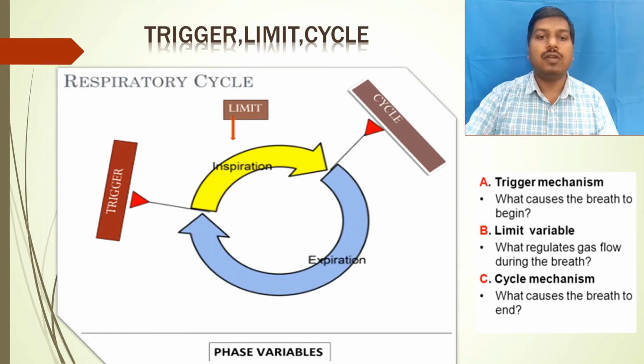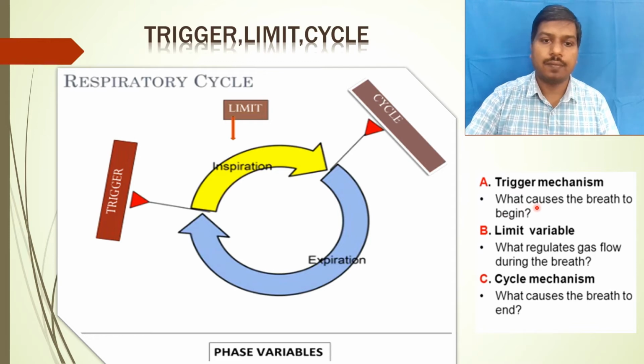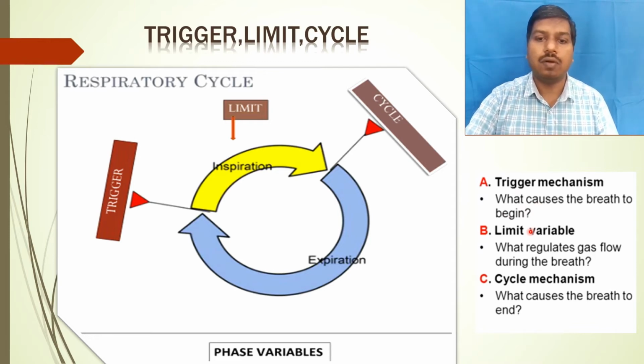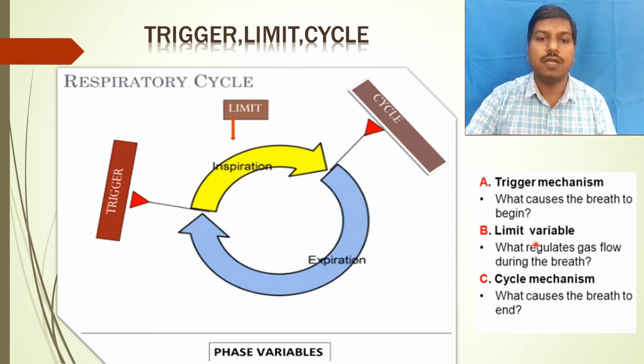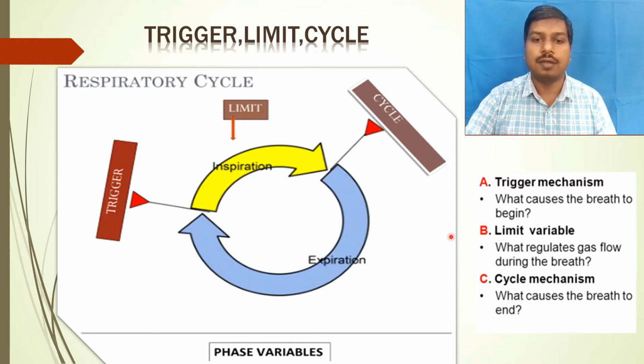So, going to the basics of mechanical ventilation, we should know three terms: trigger, limit, and cycle. Trigger is what causes the breath to begin, and limit or control means what regulates the gas flow during the breath or what should be achieved during an inspiration, and cycle means when we should shift from inspiration to expiration.